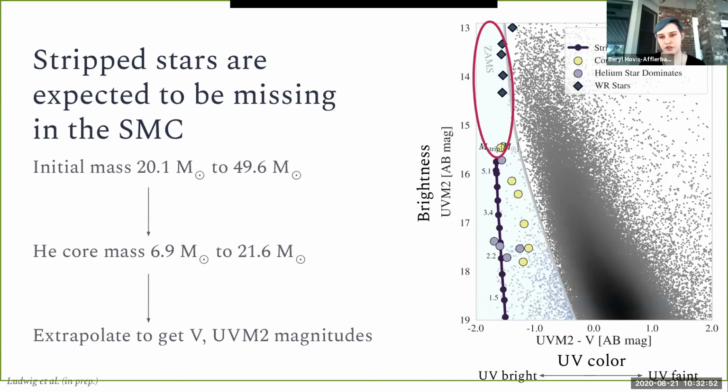I'm not sure how this would affect the frequency of Wolf-Rayet stars. One thing that we did note is that these 4 observed Wolf-Rayet stars do fall in this range where we expect stripped stars to be missing. So we want to ensure that we're differentiating between those when we look at the observations.